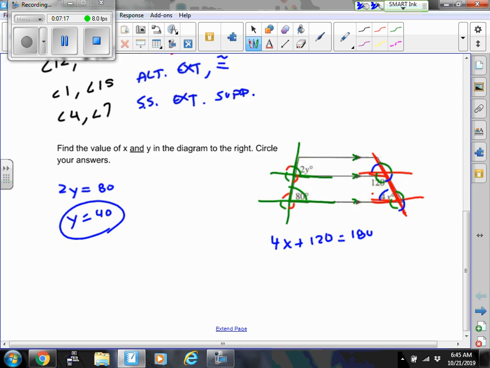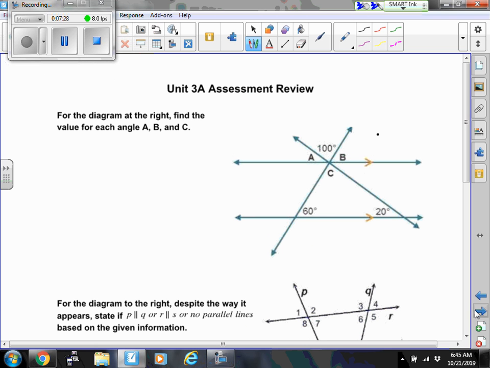And you guys can solve that yourself. You're pretty good at that. I believe, if I'm not mistaken, and I'm never wrong, x is 15. Turn to the next slide. For each angle on the right, find the values.